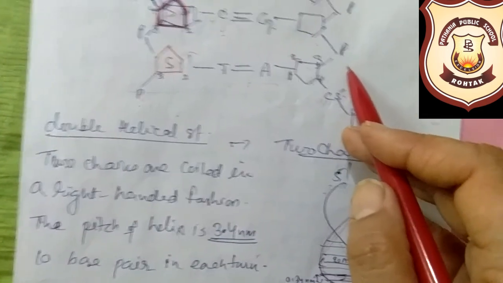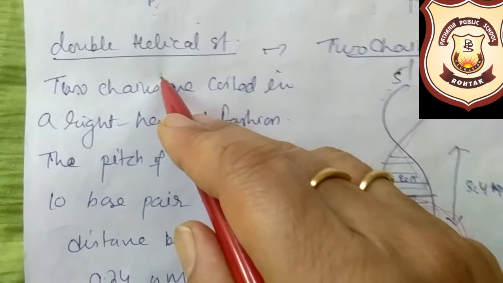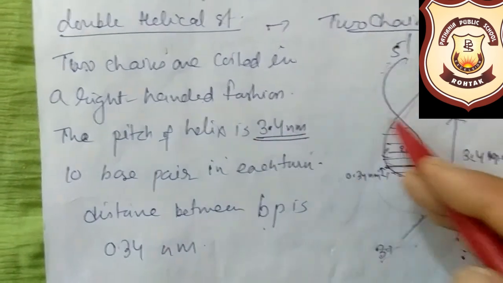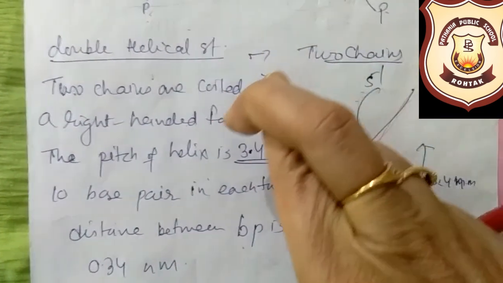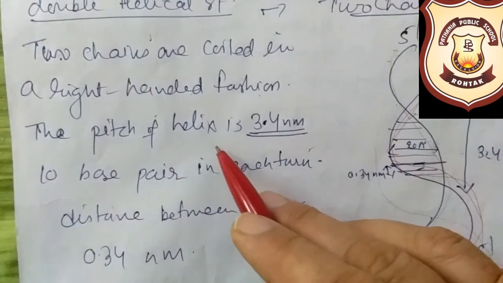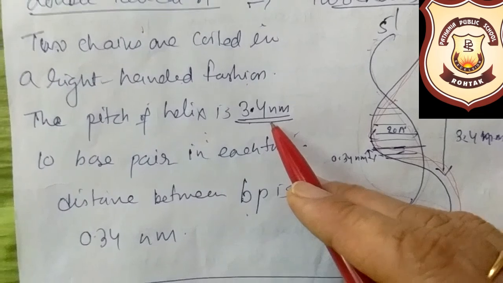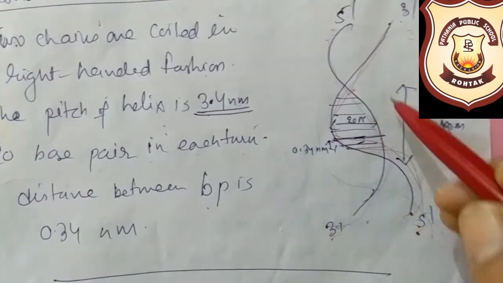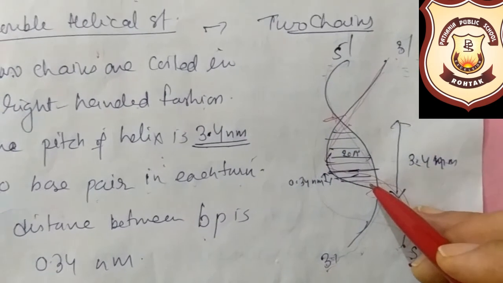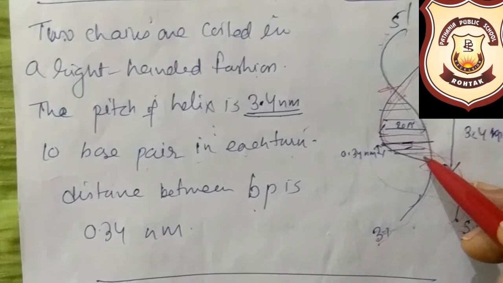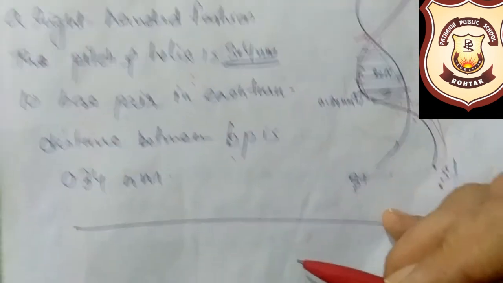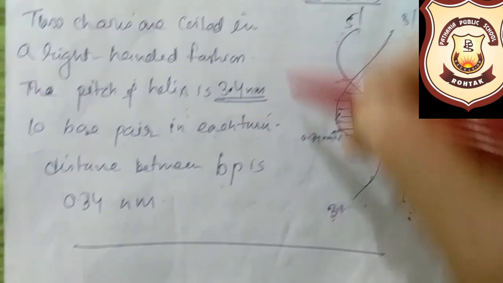Now we are to explain the double helical structure of the DNA. Double helical structure means the two chains are coiled like this. They are coiled one above the other in a right-handed fashion, and the pitch of the helix is 3.4 nm, with 10 base pairs in each turn. Suppose this is 1 turn; in 1 turn there will be 10 nucleotides, but in front we can show 4 or 5 because the helix starts from here, then goes back, and only then is the 1 turn completed.